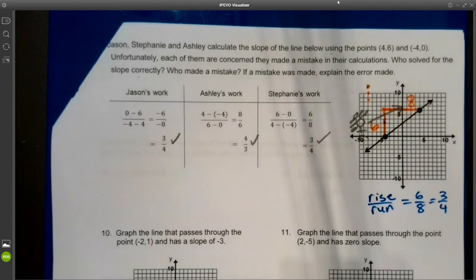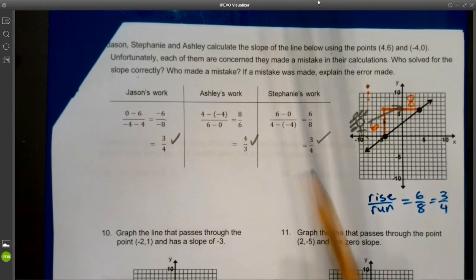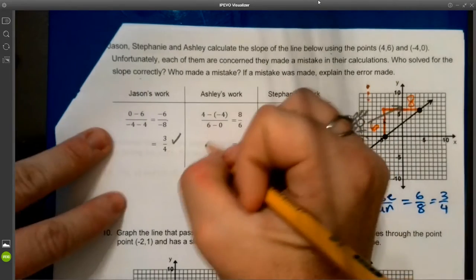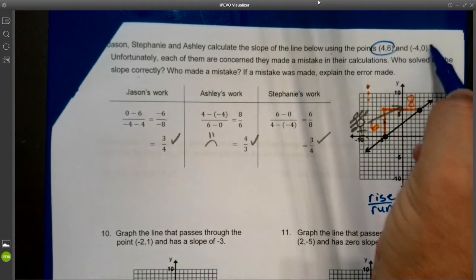So the thing is, hello, Jason, you got 3/4. Yummy. Stephanie, you got 3/4. Delicious. Ashley, there's a boo-boo. So I already know, unfortunately, Ashley is going to get the sad face, but let's see what's happening. So anyway, my 2 points were (4, 6) and (-4, 0).